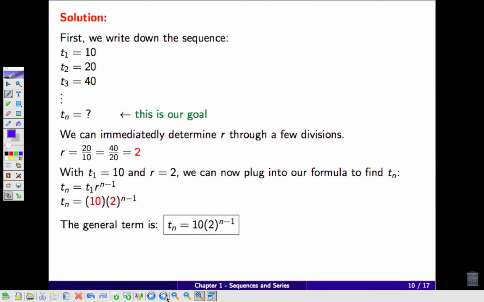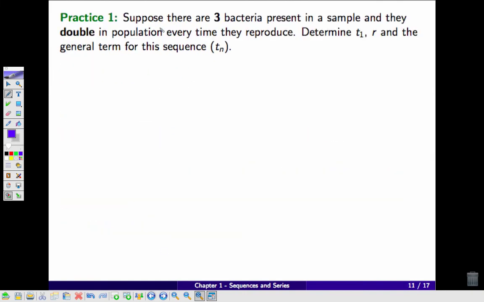So when we look at practice problem 1, it says suppose there are 3 bacteria present in a sample and they double in population every time they reproduce. Determine t1, r, and the general term. Okay, so the sequence is 3. That's what you start with. It doubles in population every iteration, every time they reproduce. So you're going to get 6 for the second one, 12 for the third, 24, and so on.